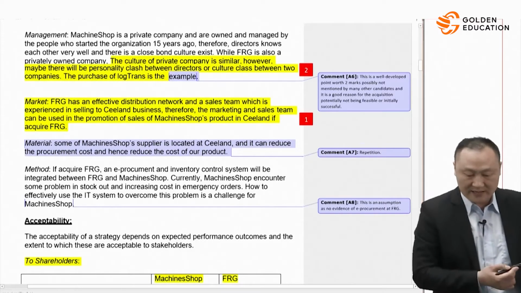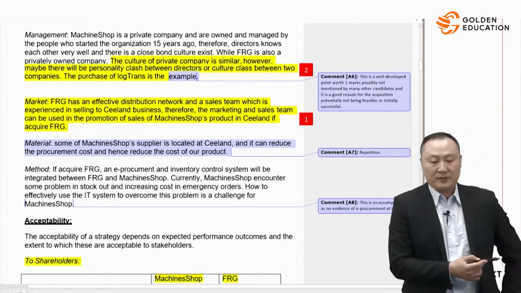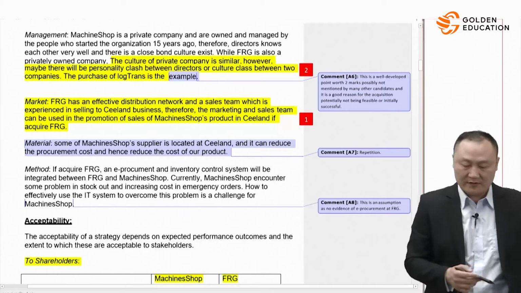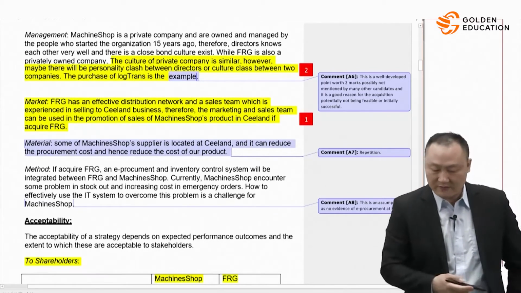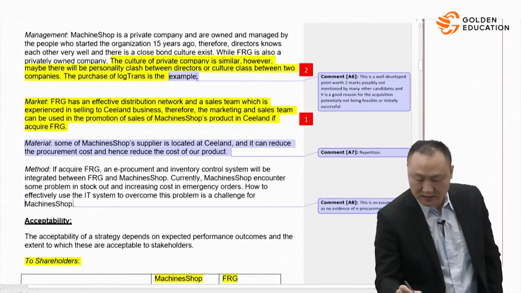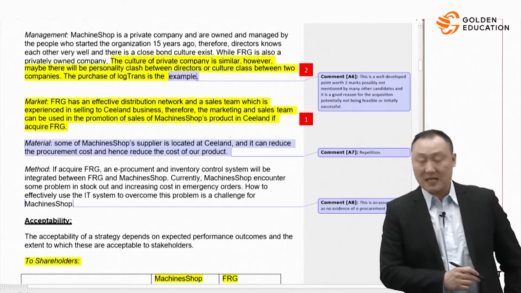Maybe there will be a personality clash between the directors or a culture clash between the two companies. The purchase of Log Trends is the example. It was an example, actually, with the use of wrong grammar, but it still earned 2 marks. Let's read the examiner's comment. This is a well-developed point, worth 2 marks, possibly not mentioned by many other candidates, and it is a good reason for the acquisition potentially not being feasible or initially successful.